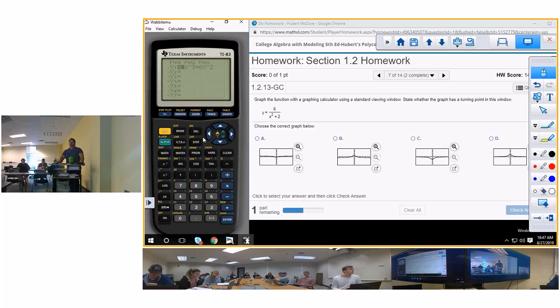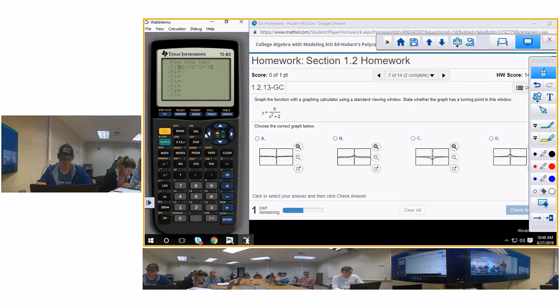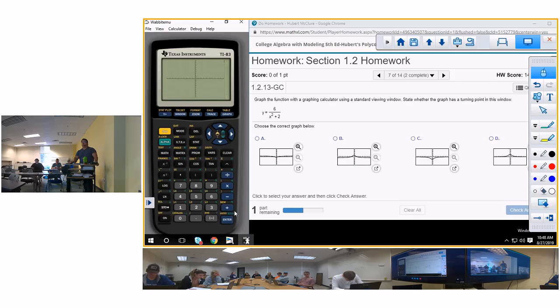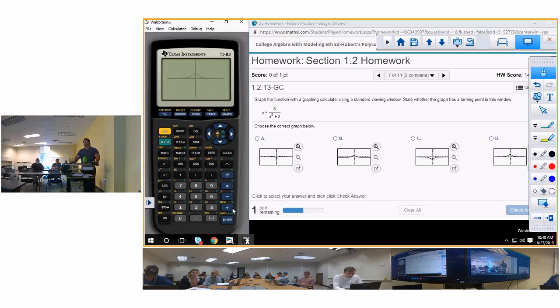Y is equal. I'm going to use parentheses. So I'm going to use 6 divided by parentheses x quantity squared plus 2, close parentheses, and hit graph. And I would say you're probably going to have to blow it up a little bit down here. The y-intercept, somebody tell me what the y-intercept is. 3?